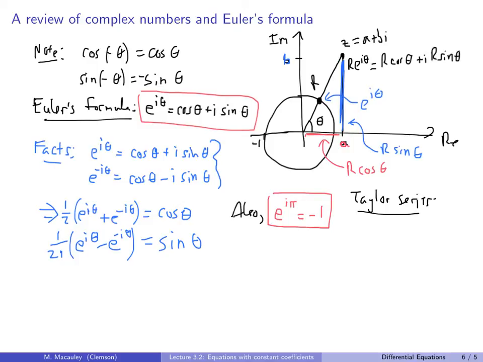Series. Remember that e to the i t, I'm going to use t now instead of theta, is the sum from n equals 0 up to infinity. So here's the Taylor series for e to the i t: t to the n over n factorial. Remember that? Do you remember the Taylor series for sine and cosine?